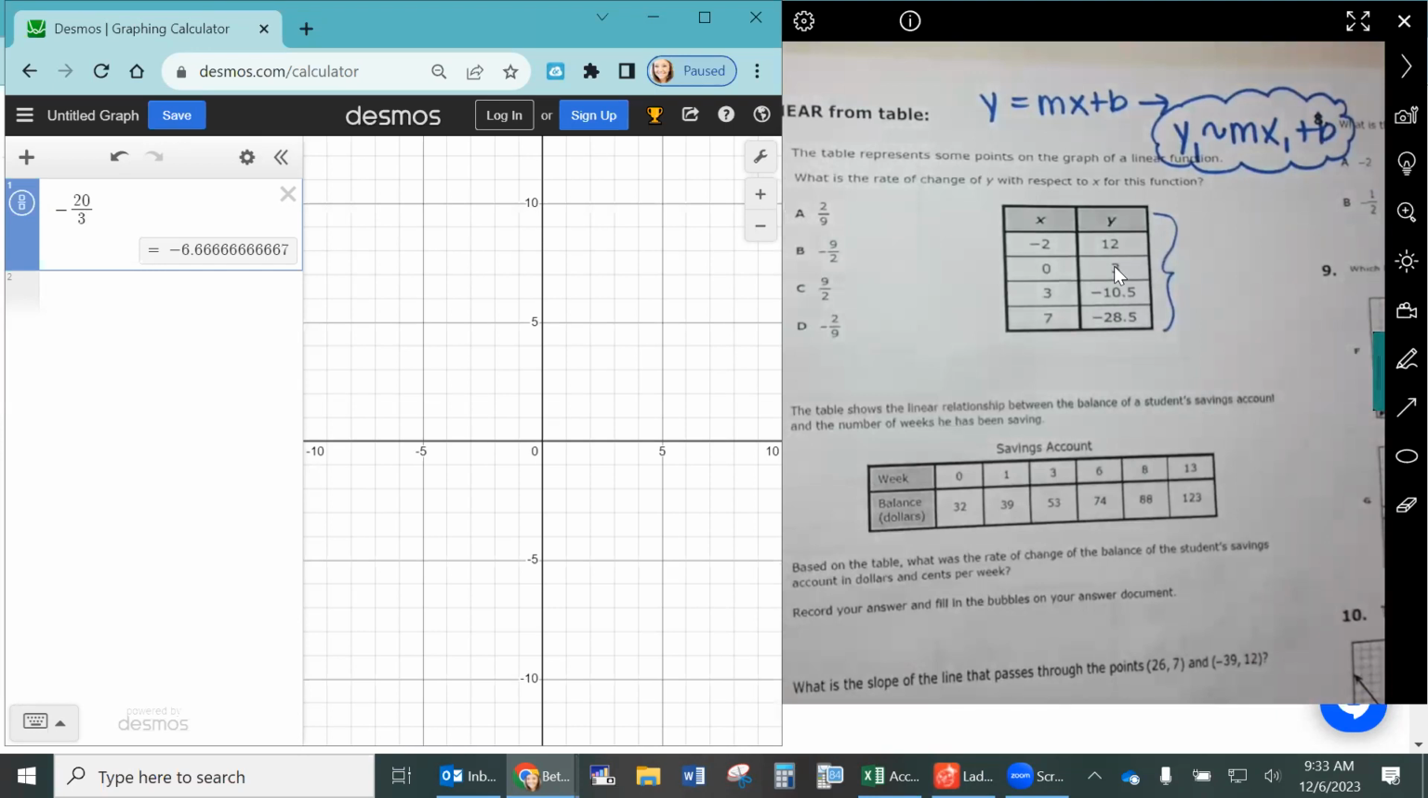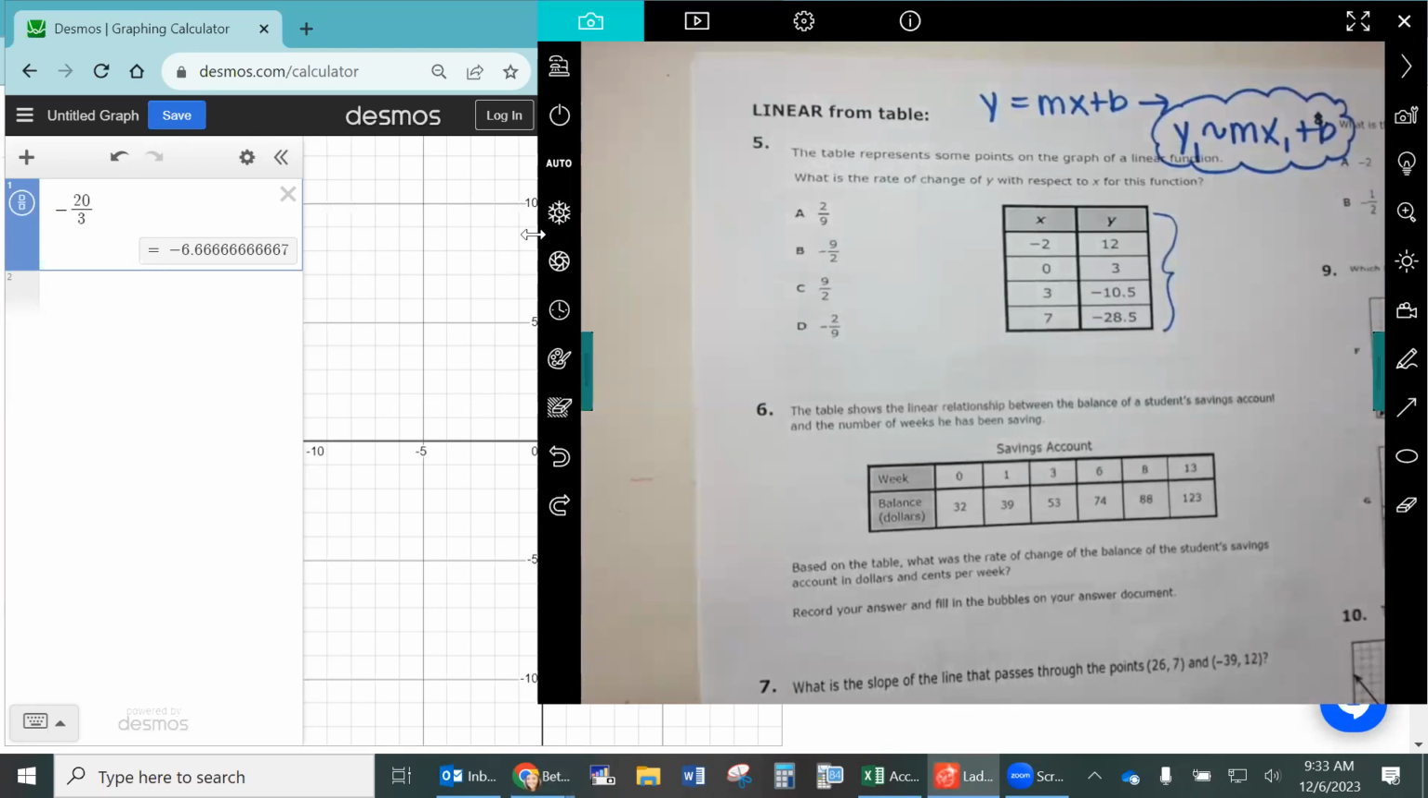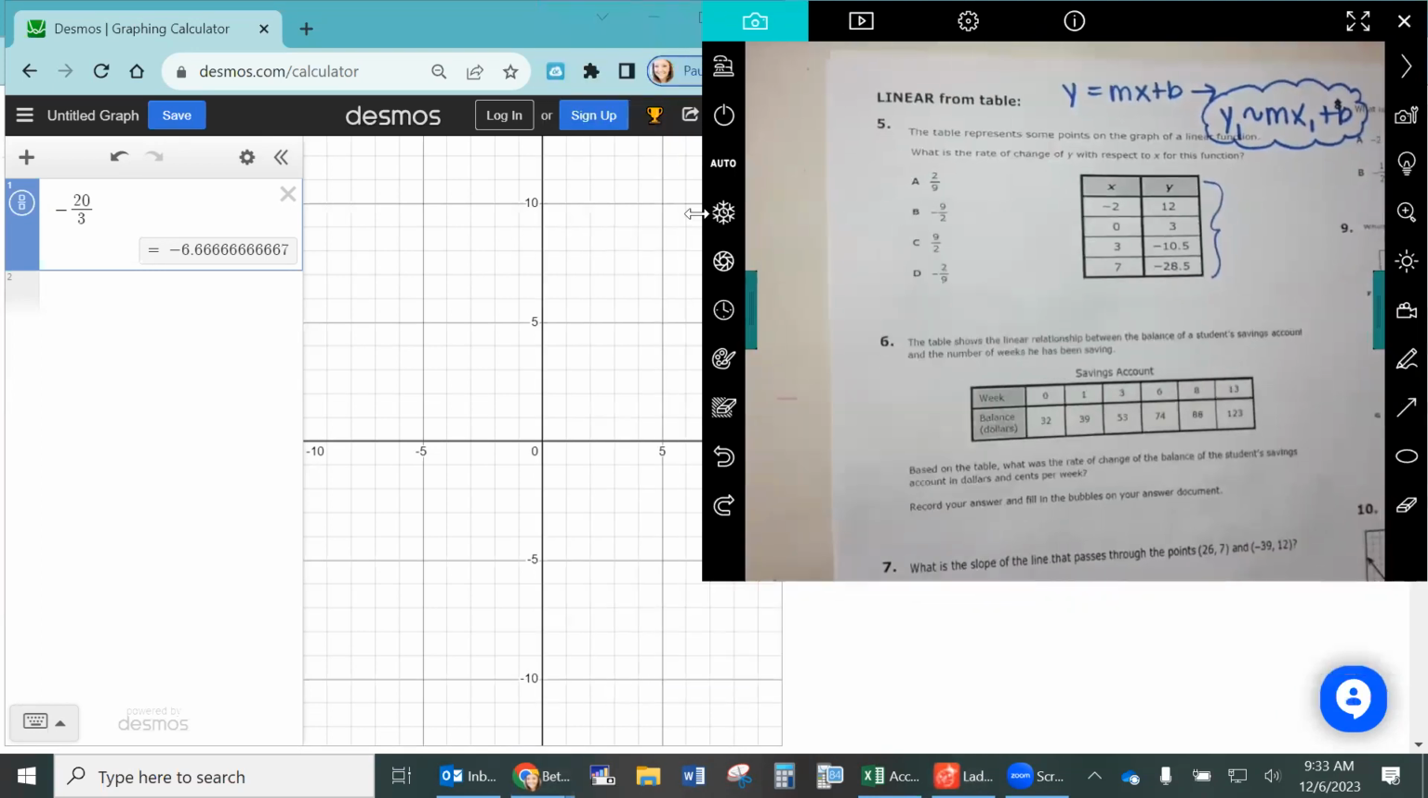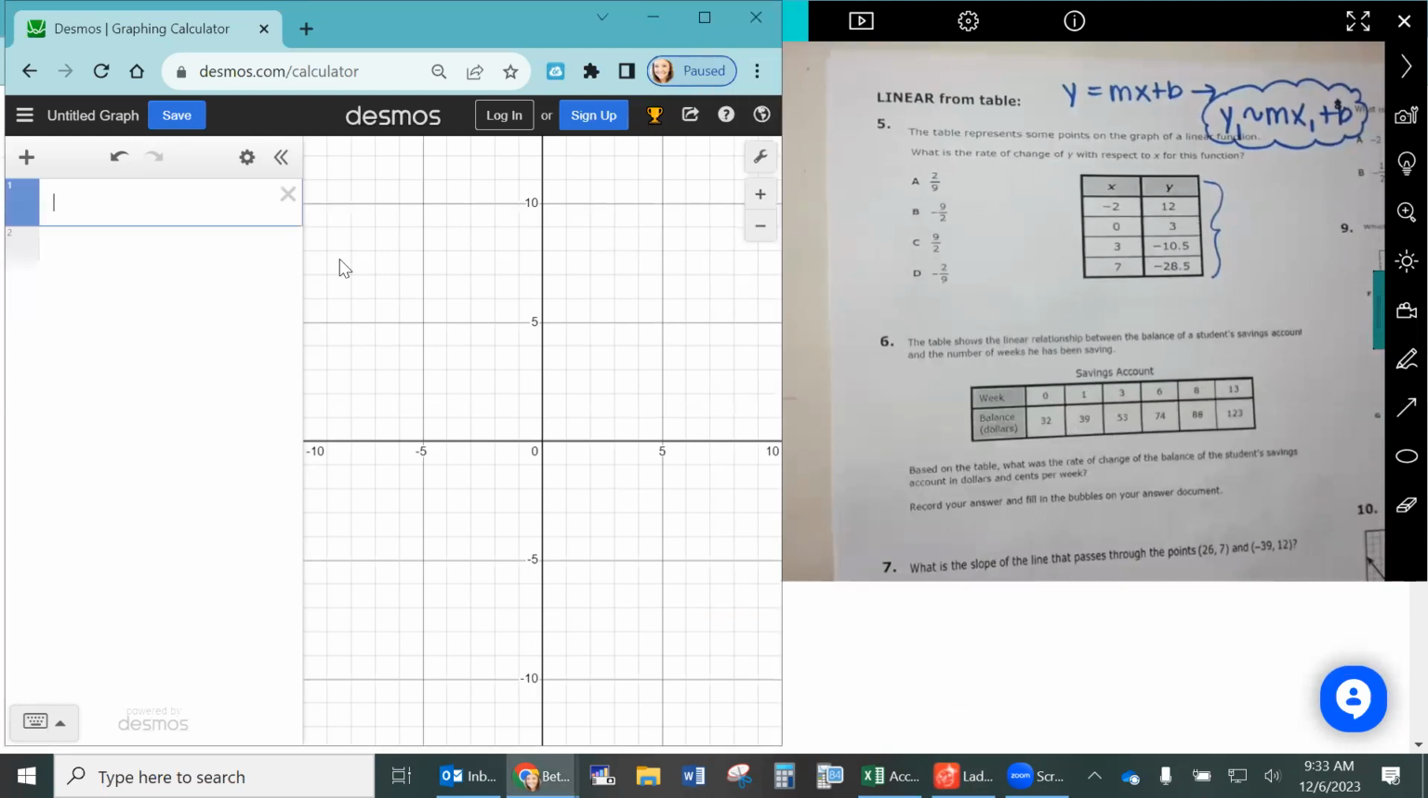But if they give you a table, like this question right here, then you're going to use the table in your Desmos to turn it into an equation. Let me remind you how to do that. You start off in Desmos by hitting the plus button, which is right here. You're going to add a table. And then you take these numbers from right here and type them in.